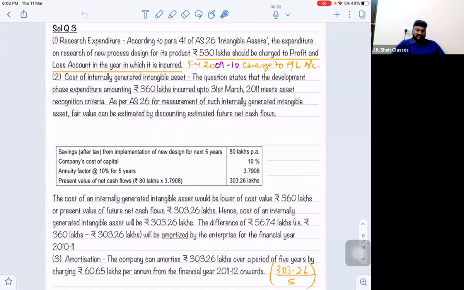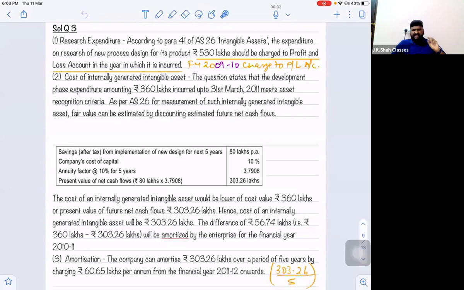Same to same. Research cost same. Same way it is presented for internally generated asset. We calculated the cash flows also. Right? And amortization also same, 60.65. So this is exactly cut, copy, paste as question number 5. Correct? So if anybody is not having the solution, please take a screenshot of the same. But I think I've already given you the PDF file, so you have the solution, right?